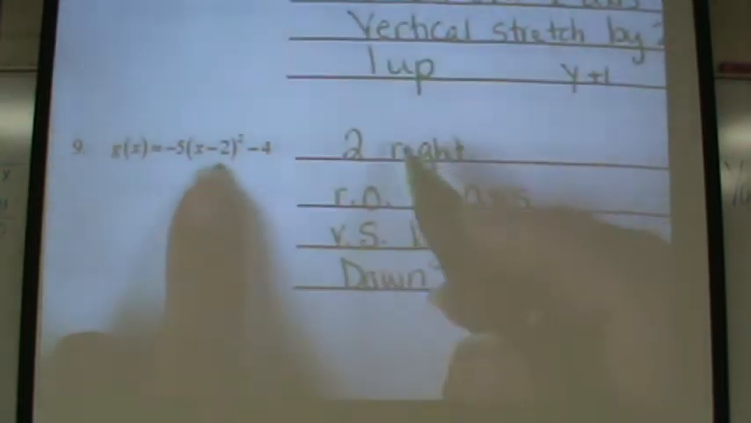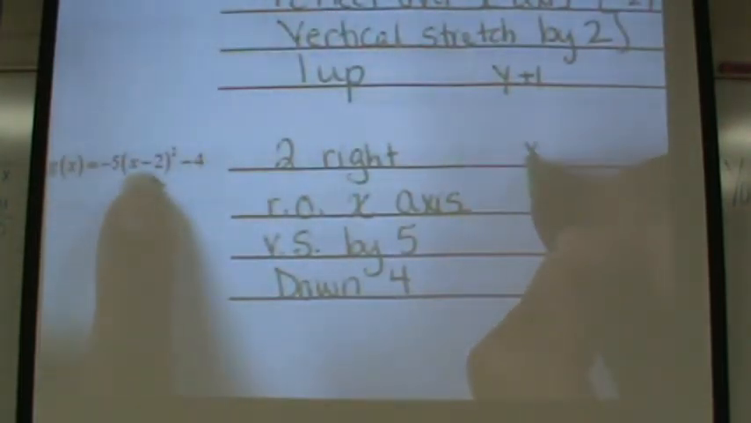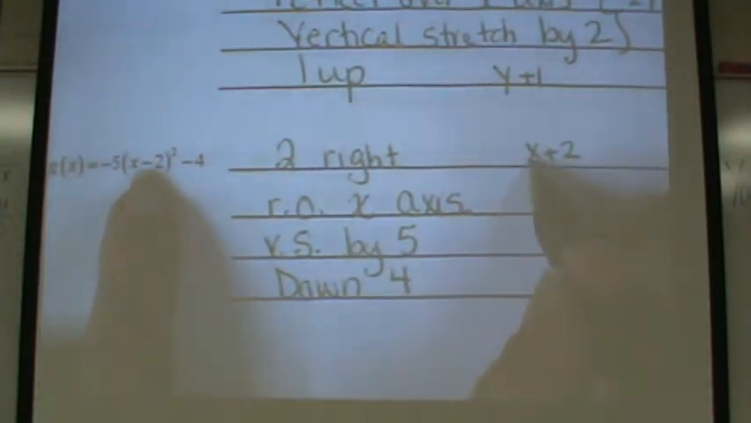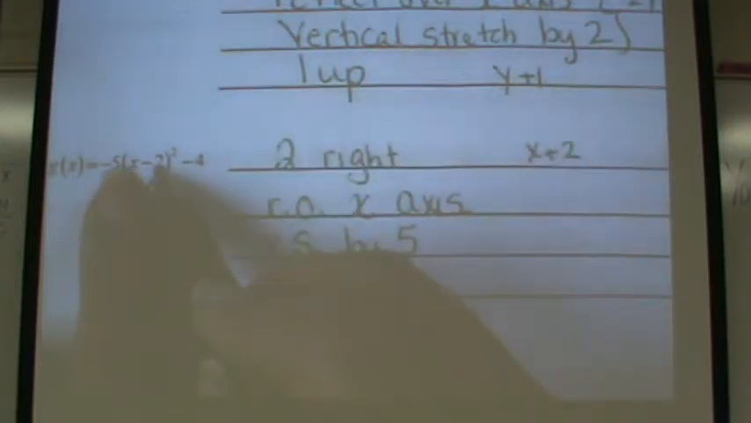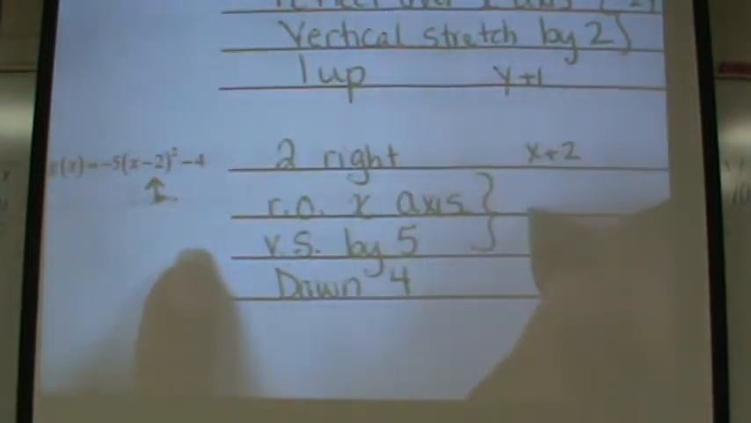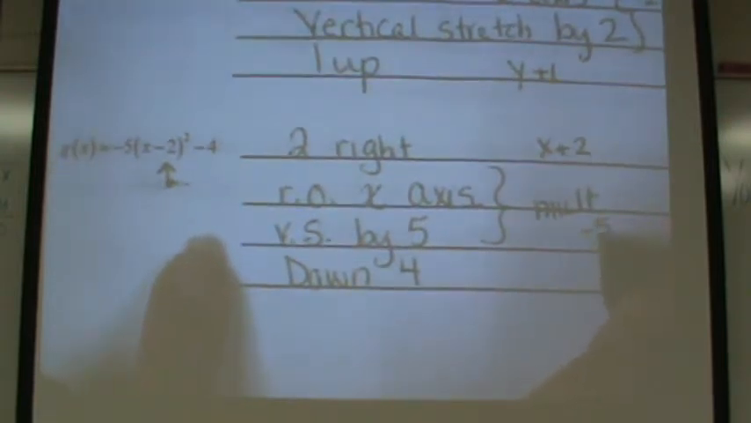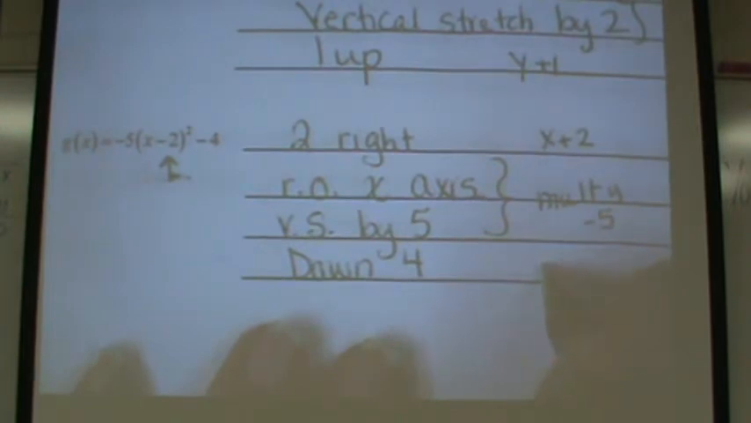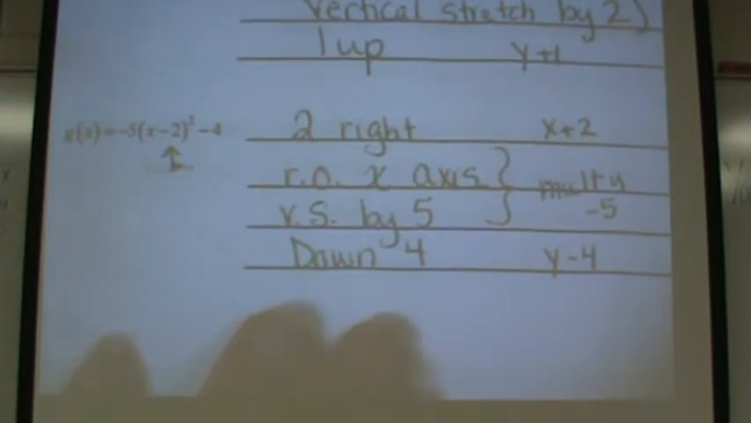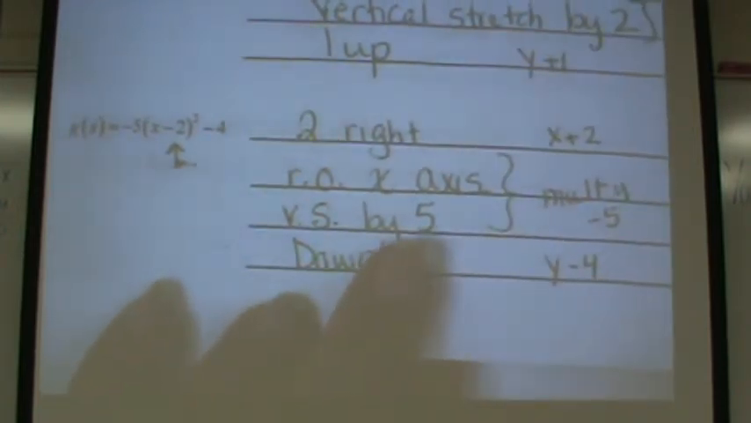And how would we mathematically do this? How would you do the right 2? Take the x values and do what? Add 2. Take the x values and add 2. And then for these two, you multiply the y value by -5, and then you take the y value and subtract 4. That's how you do those, even though you're not asked to do it yet. I just want you to know. They flip to the back.